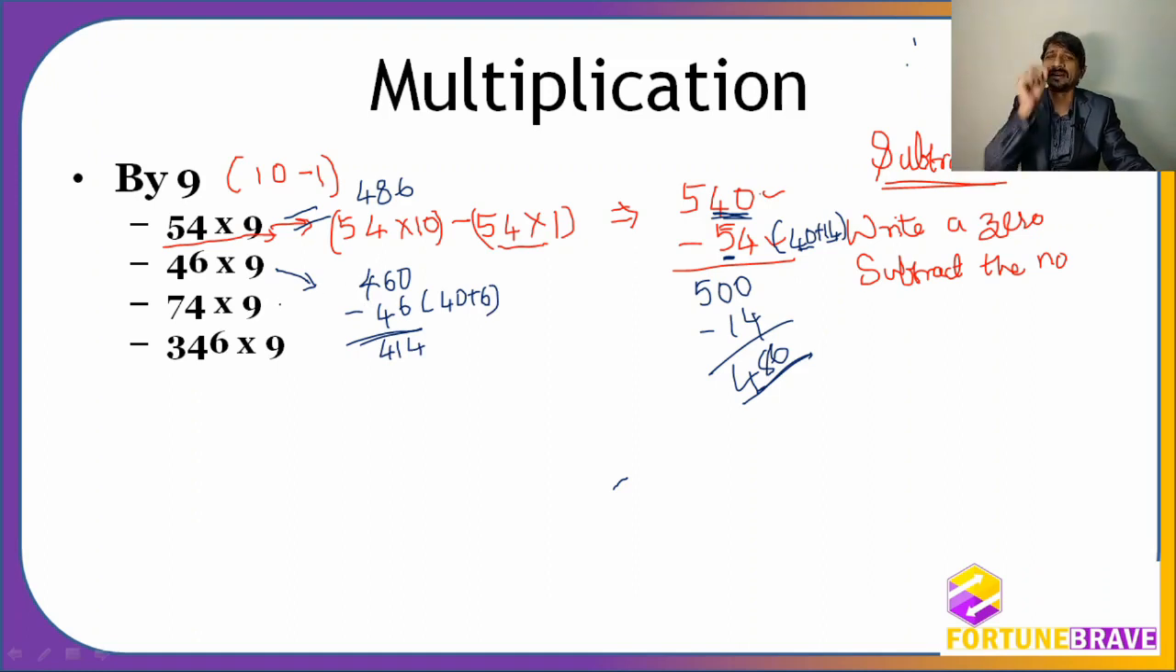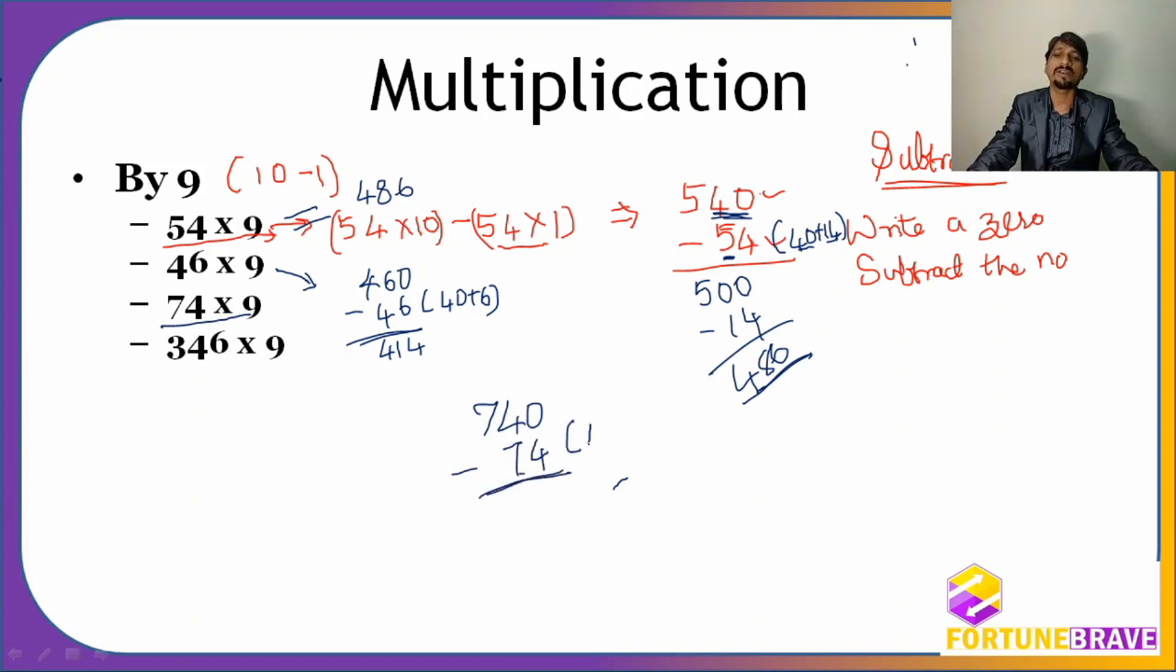Are you getting the method? Write a 0, subtract the number. When you are subtracting, you are going to use this easy subtraction method. Easy subtraction method means you split the number which is going to be subtracted in such a way that you get easy numbers. So again, I am going to take 74 into 9. I will show you one more: 740 minus 74.